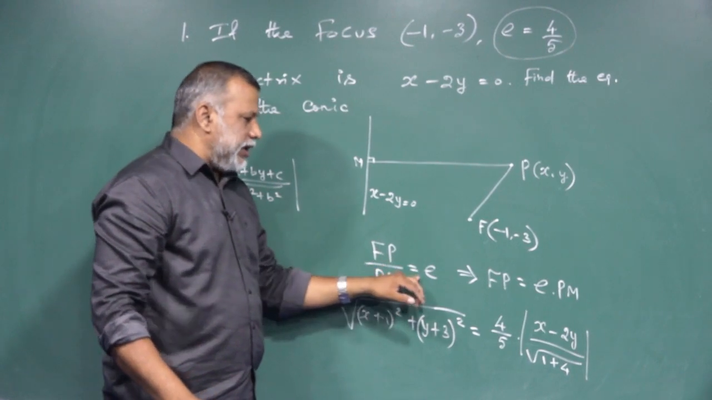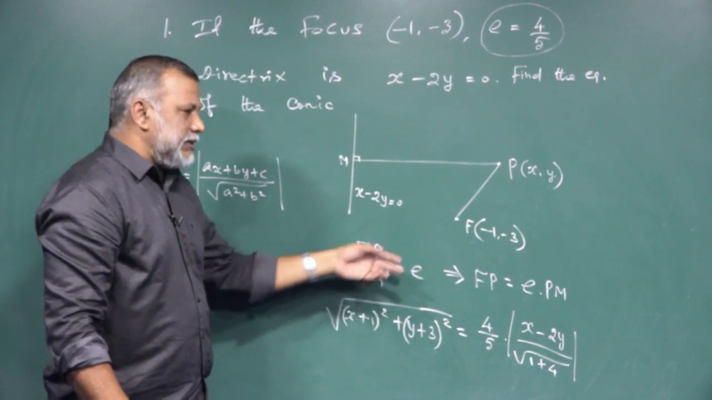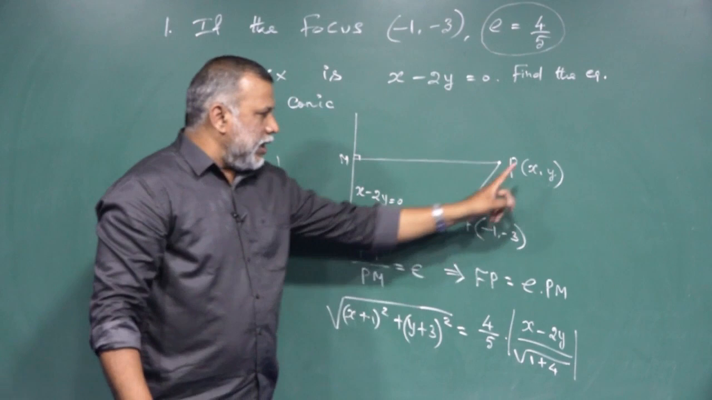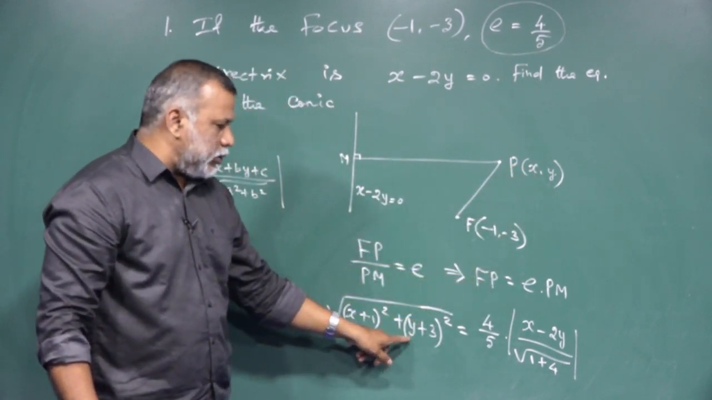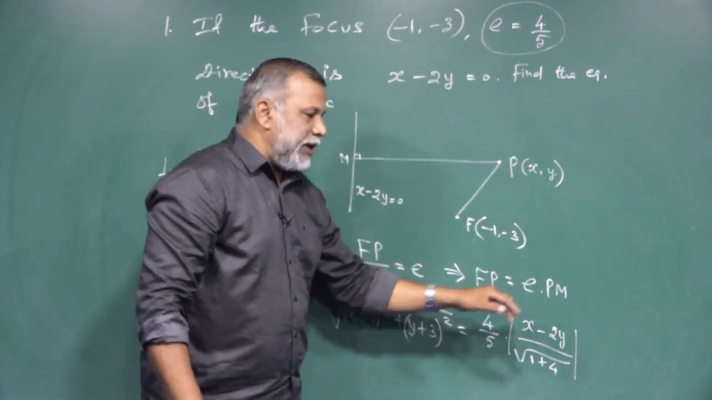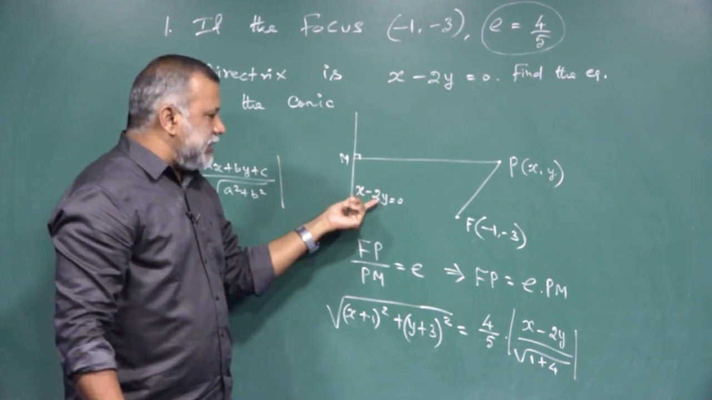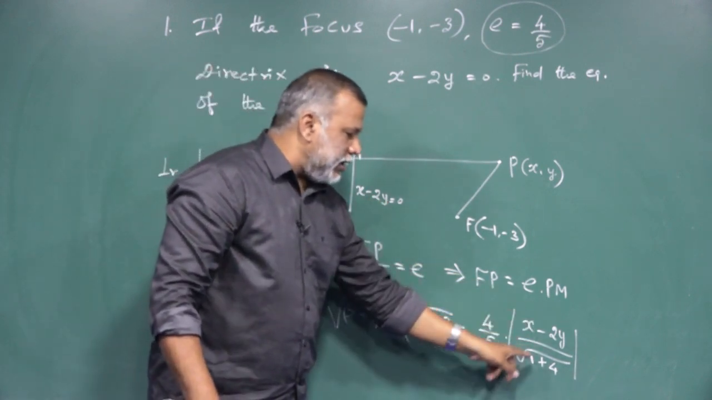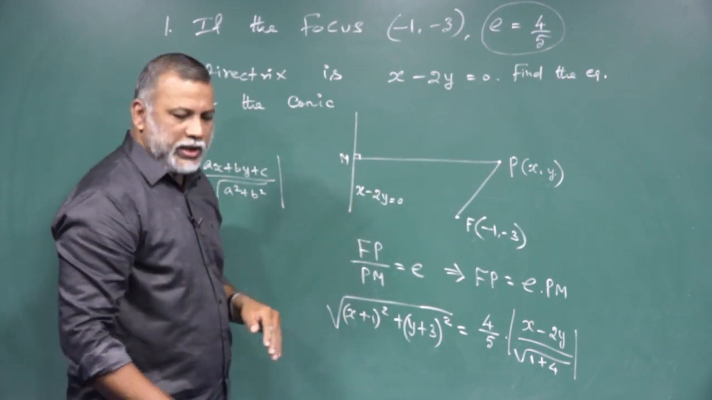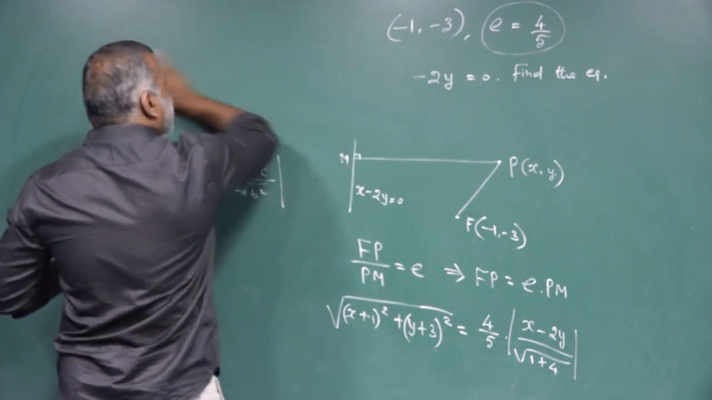So FP by PM equal to E, and cross multiplying, we get FP equal to E into PM. Here FP is nothing but the distance between 2 points: x minus of minus 1, the whole squared, plus y minus of minus 3, the whole squared. Then 4 by 5 is the value of E. Then PM is the length of the perpendicular from P x comma y to this directrix. It is nothing but x minus 2y divided by root of A squared plus B squared. Here A squared is 1 squared, B squared is 2 squared. Now we have to simplify this.